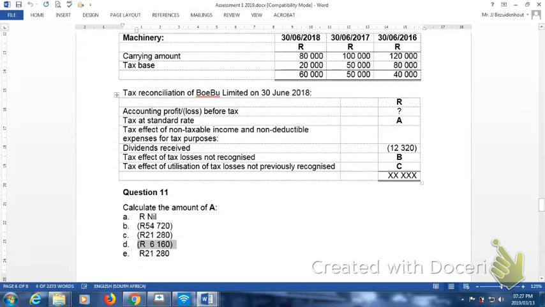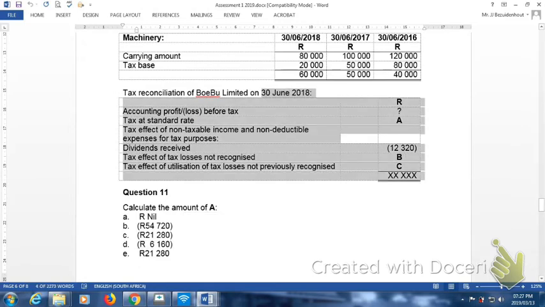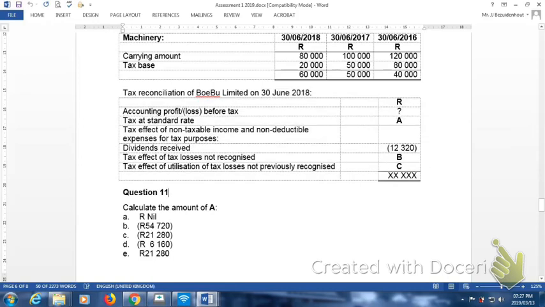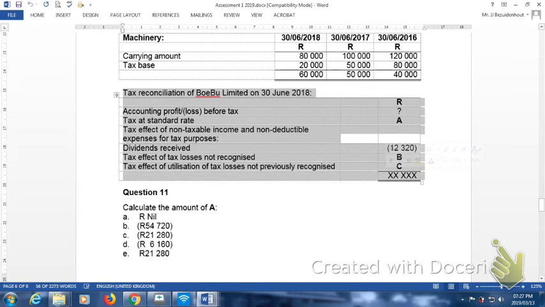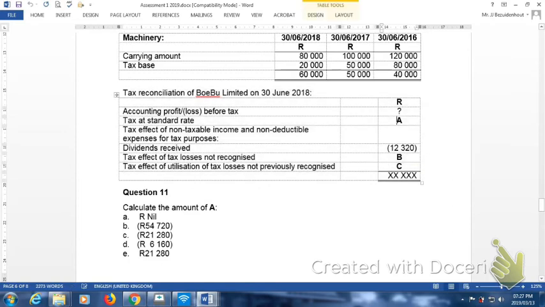Remember, this is a tax recon. It's not an accounting calculation. It's just a tax reconciliation, and therefore you are reconciling what is your accounting situation to end up with what tax is paid or payable in this current year. So for that reason, you calculated number D, 6,160. Sorry, thank you.